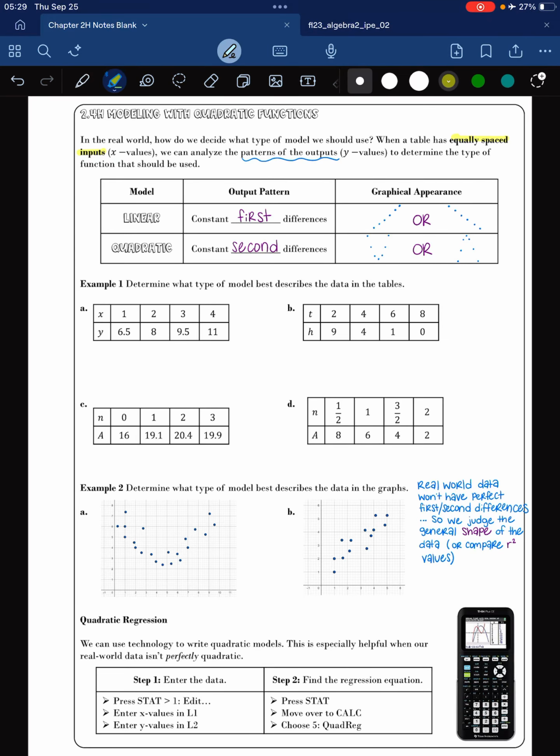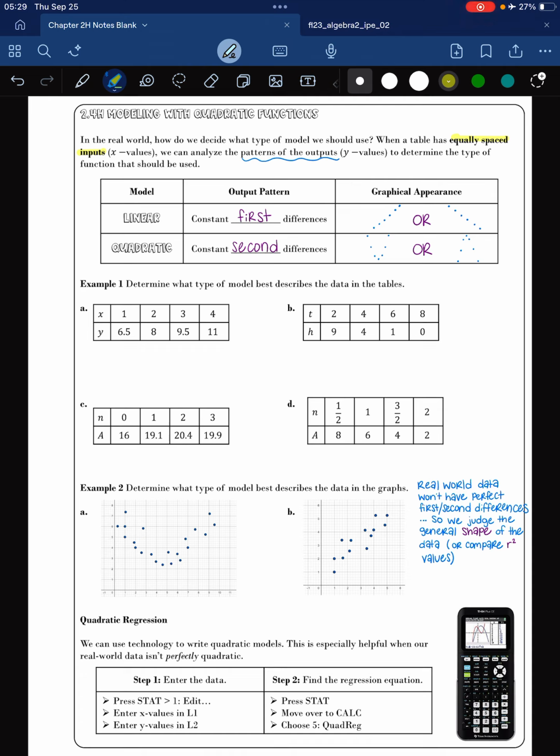What's up, nerds? Today we're going to talk about modeling with quadratic functions, and specifically, how do quadratics function in the real world? First we're going to look at what happens when the data we collect is perfectly linear or perfectly quadratic.